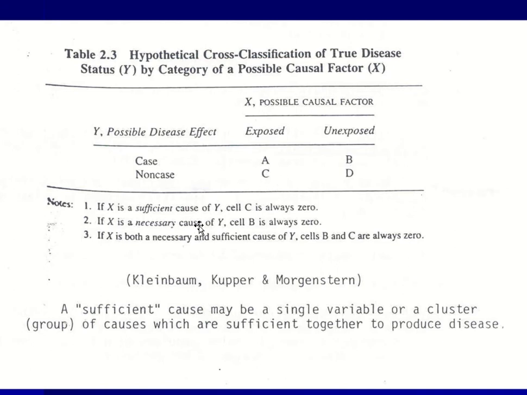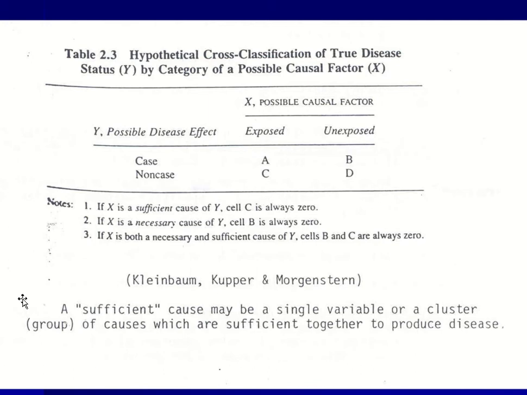If X is a necessary cause of Y, what does necessary mean? It means Y cannot manifest itself if X is not present. And therefore, if you look at those that have the disease, no one can have the disease and not have X. Okay, so therefore B should be 0. And therefore they say if X is a necessary cause of Y, cell B is always 0. If X is both necessary and sufficient cause of Y, then the cells B and C are always 0.